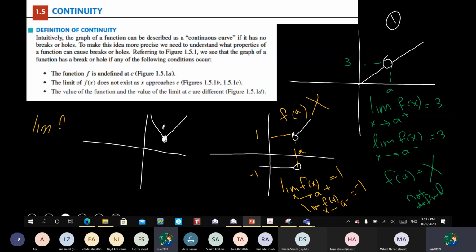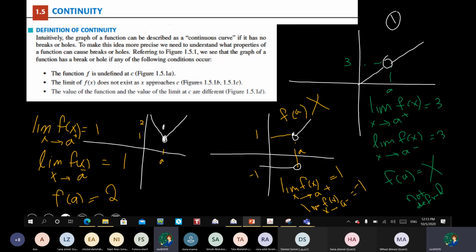Look at the third one here now. Limit f of x when x approaches a from the right is equal to 1. And limit f of x when x approaches a from the left, it's also 1. And what about f of a? It's 2. It is defined. This is what we knew before: how can we find f of a, the limit from the right and the limit from the left.